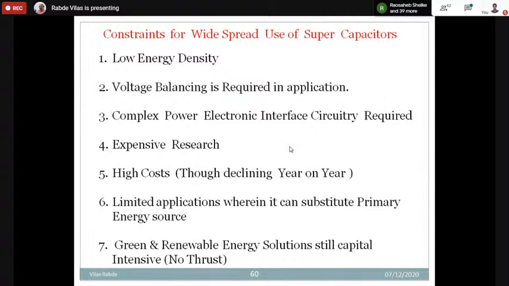It has got high cost, though declining year on year. They're declining year on year, but today they're high cost. Limited application wherein it can substitute a primary energy source. Green and renewable energy solutions are still capital intensive, with no trust, because they're still expensive. Solar energy, the initial investments are very high.